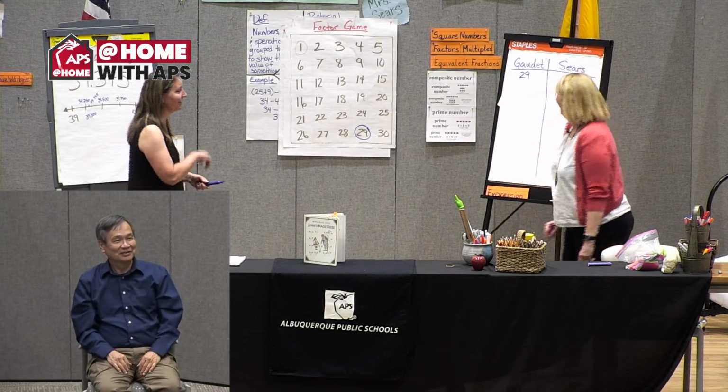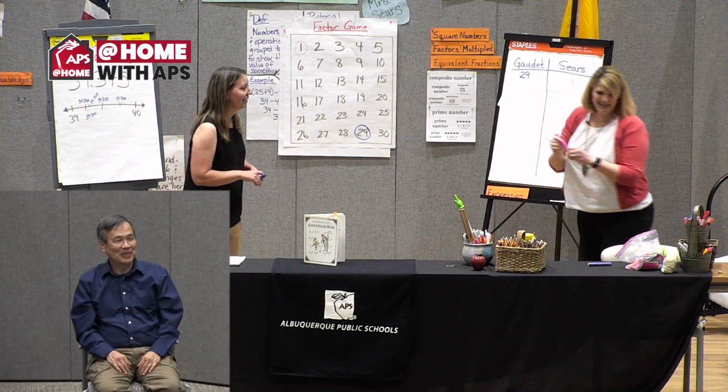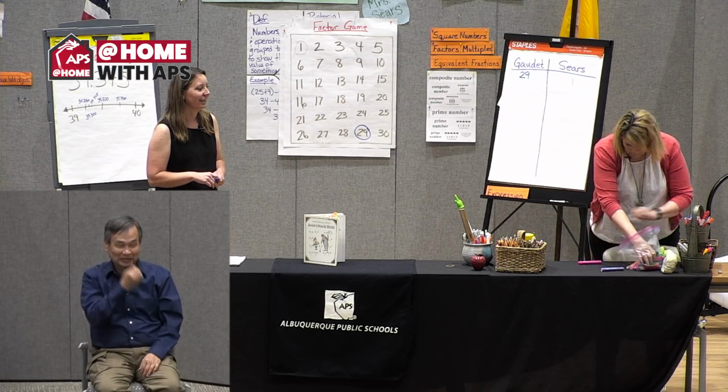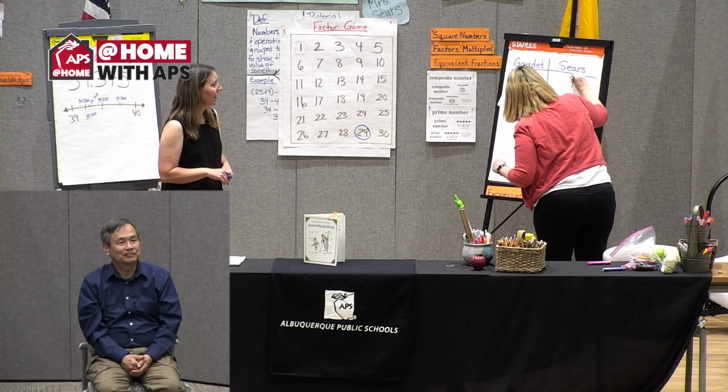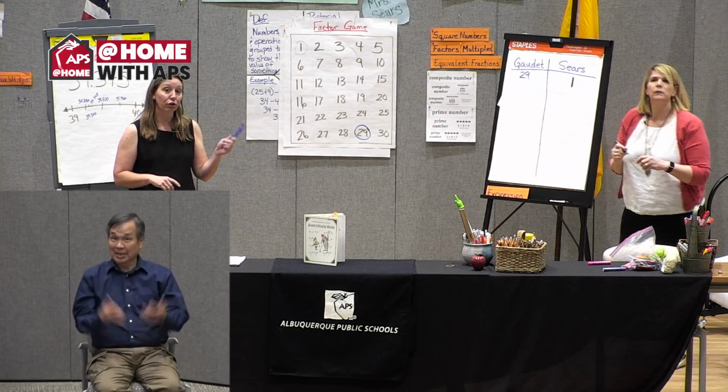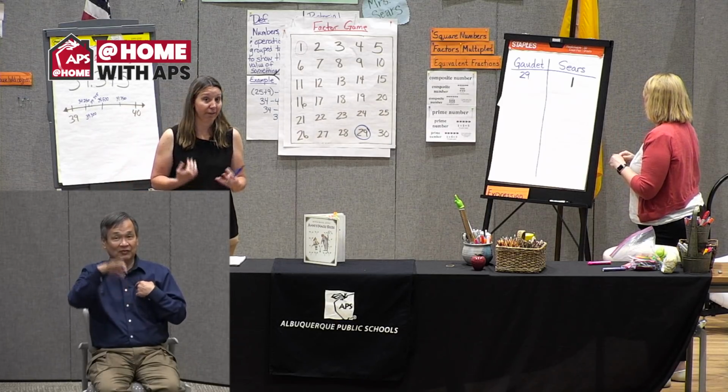Pick another color that's kind of light. Let me see if I can find a darker color in here. How about, I'm going to go this way. I'm going to go black. Okay, hopefully you can see that one. So Miss Sears is now going to circle another number where I get to find all the factors of that number.